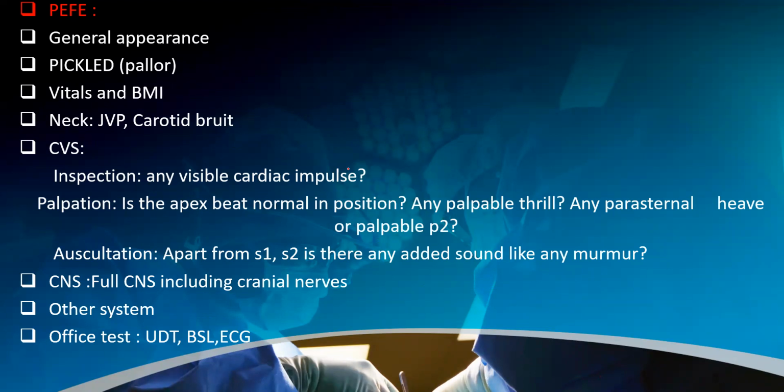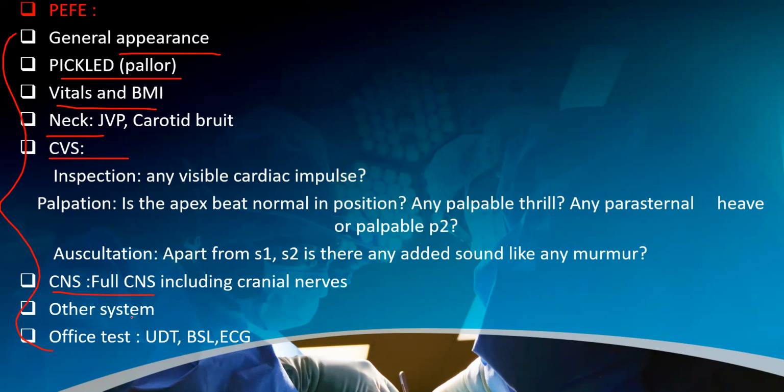In terms of face-to-face PEFE, what we are going to ask is the same thing that we have asked in the syncope cluster. Nothing has been changed. So remember, we discussed all of these things already. So you will just ask general appearance: pallor, icterus, dehydration, edema, vitals, and BMI. You will go for the neck for raised JVP or carotid bruit. You will do the CVS exam in full, CNS exam in full.